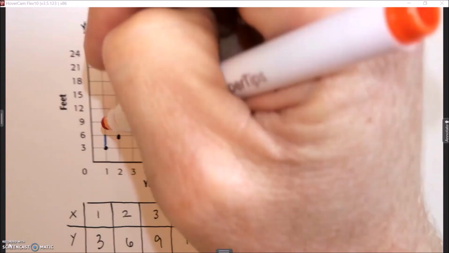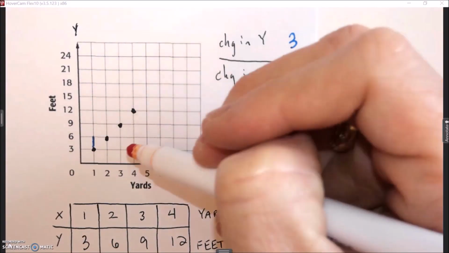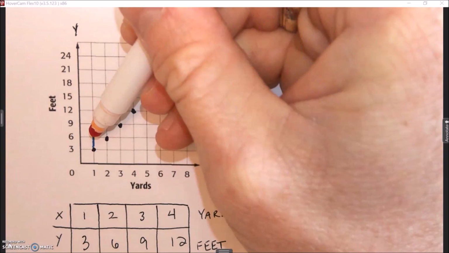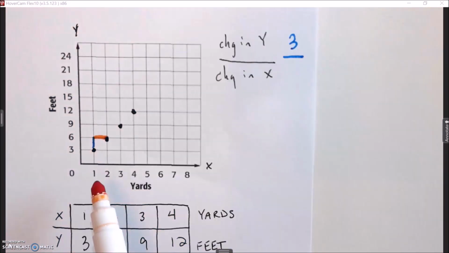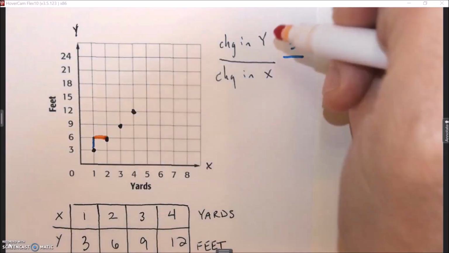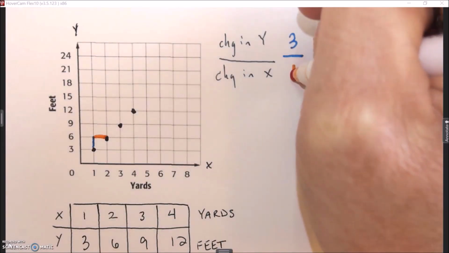And next, I want to do the change in x, the horizontal change. So now I'm going to go from this to here. When I go from here to here, all I did was go from 1 to 2. So that is just an increase in 1.